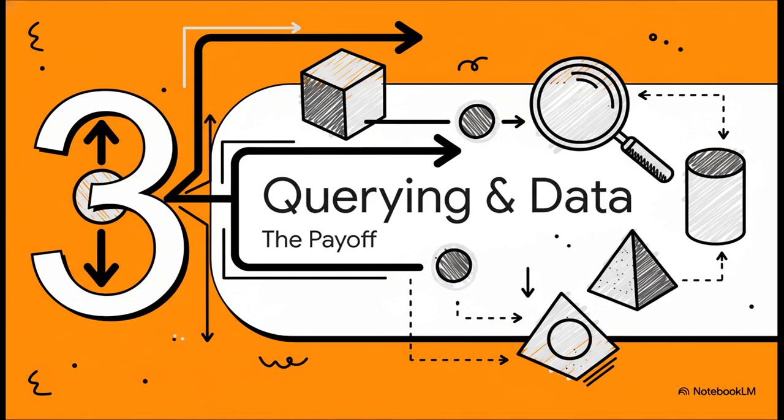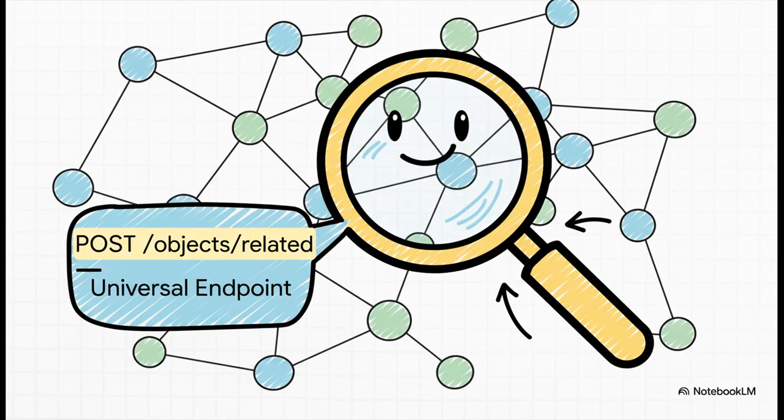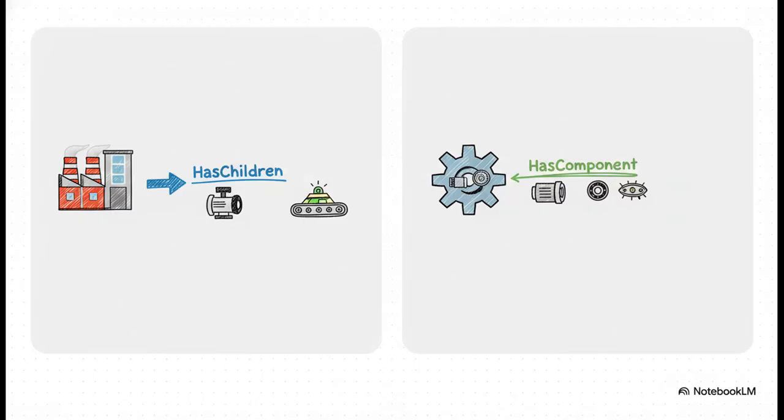Okay, now for the payoff. Let's see how we can use these different relationship types to get exactly the data we need. The main endpoint for this is POST /objects/related. Think of this as your universal tool for navigating the entire data graph. And this just illustrates the power of filtering perfectly. If we query line 1 and ask for has children, we get back its pumps and conveyors. But if we query that very same pump for has component, we get its internal parts. It's the same endpoint, but a different filter gives you a completely different result.